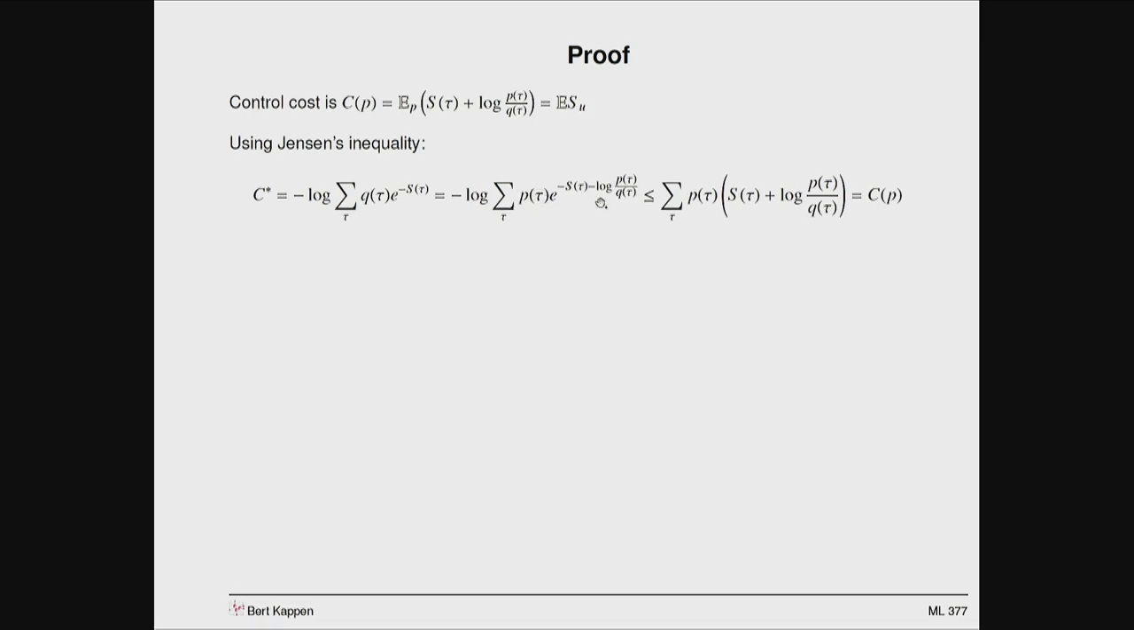So we get the sum over tau, P of tau, and then we get the log of the exponent. So we get just this term here, right? And this one is just this term, this C of P. So in all, I've done nothing else than saying that the optimal cost is less than any cost, right? So this is not a very deep statement. But you see that you have here this Jensen bound in between.